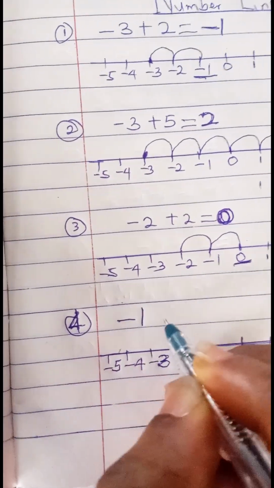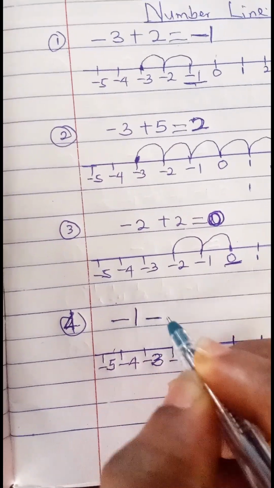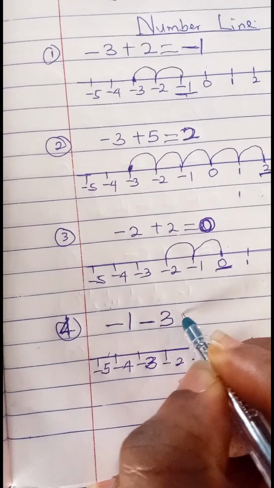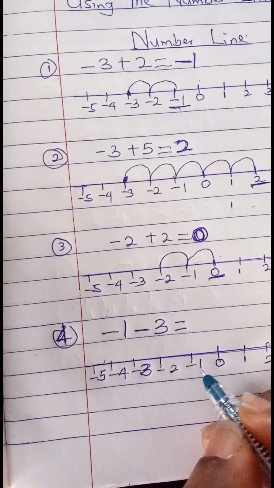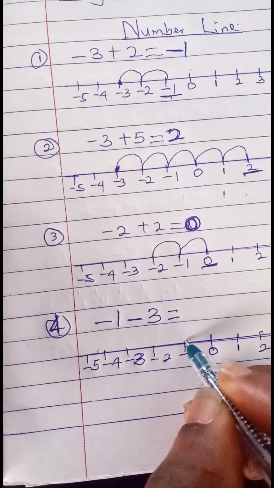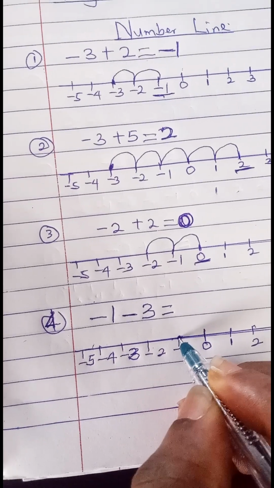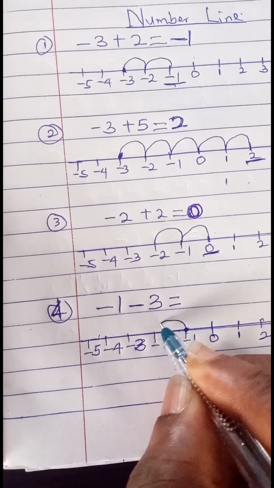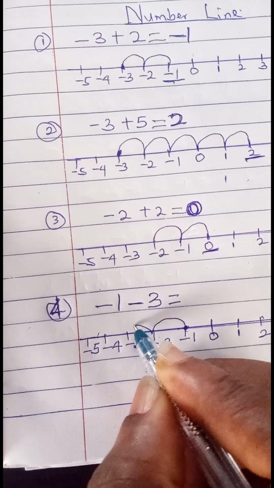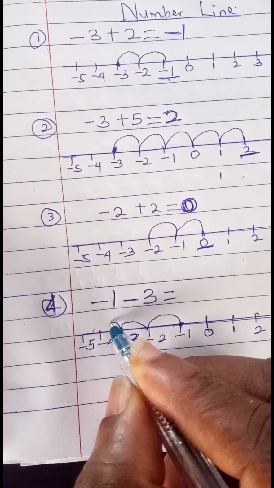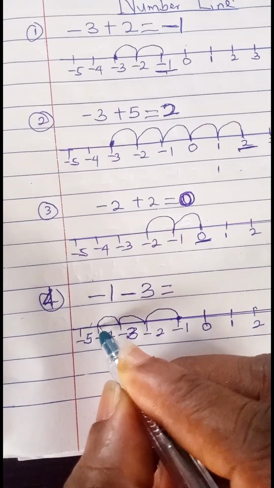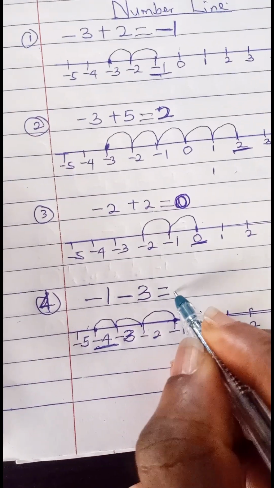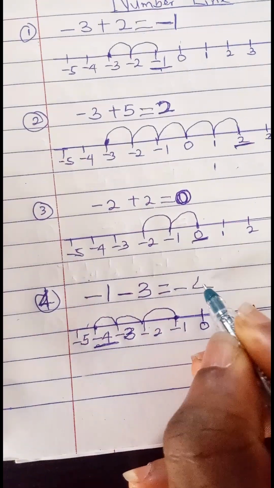Minus 1 minus 3. So the first thing I'm going to do is to locate the number I'll be starting with on the number line, and I'll be starting with minus 1, and I will be moving towards the left hand side, not right, because I'm subtracting 3. So let's go. 1, 2, and lastly 3. So I'm going to stop here, and what number is it touching? Minus 4. So the movement stopped at minus 4, and minus 4 will be my final answer.